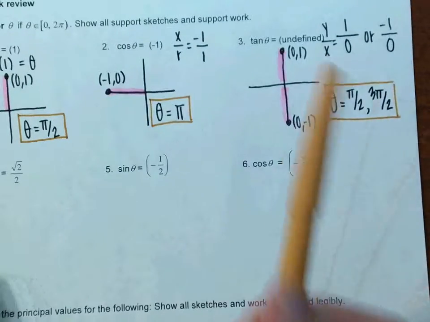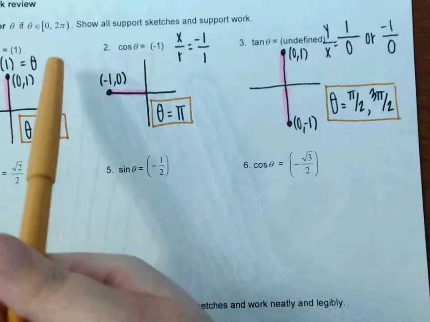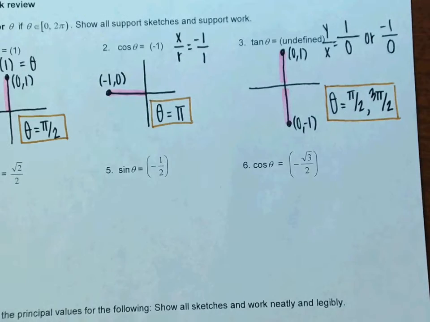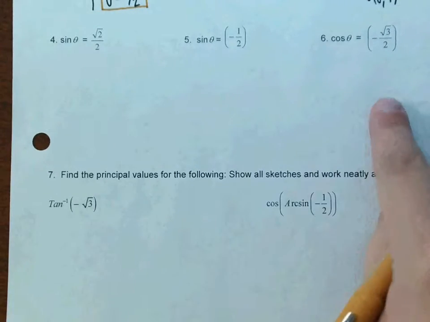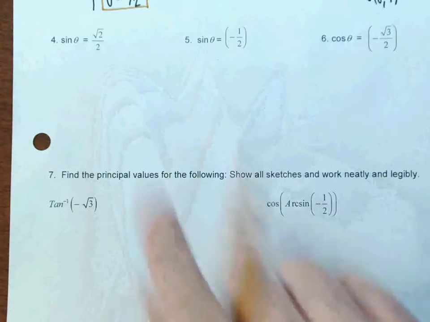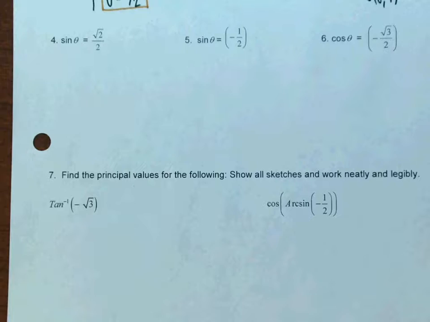Okay, so undefined, negative 1, positive 1, or 0, we'll be looking at the quadrantals. Then when we get down here, where we have ratios that look similar to our special triangles, we're going to actually be drawing triangles.